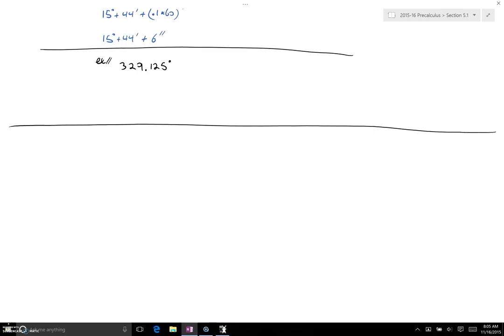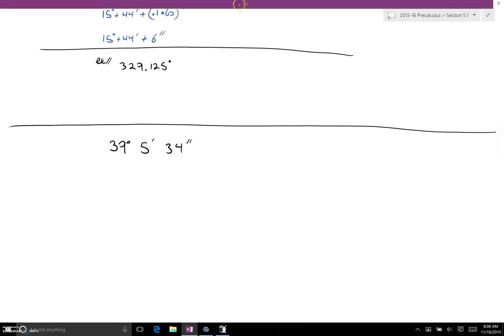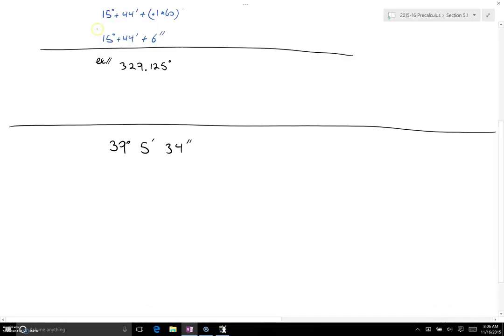Alright, so let's try an example that's the other way around. So we've got 39 degrees and 5 minutes and 34 seconds. So we want to convert this into the decimal equivalent. So let's look. So we know that the whole number portion is going to be 39 point, and then we're going to add this and this to it.